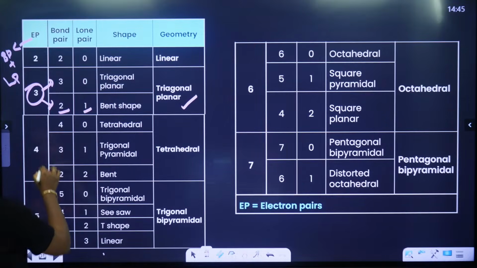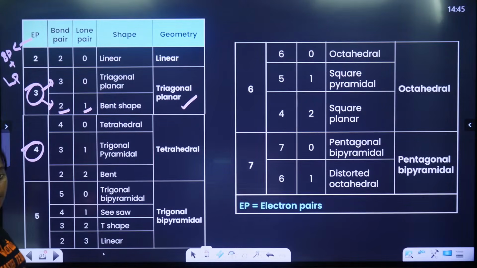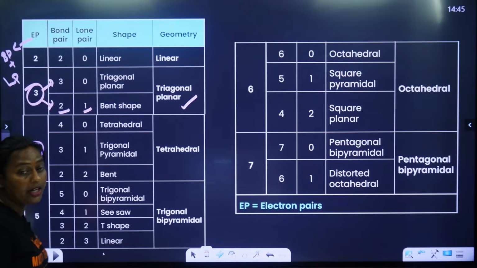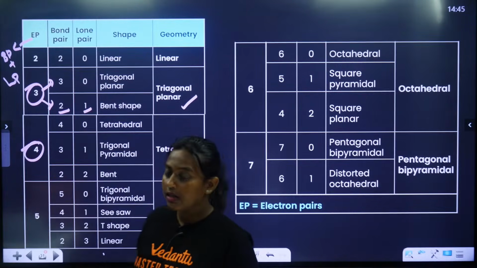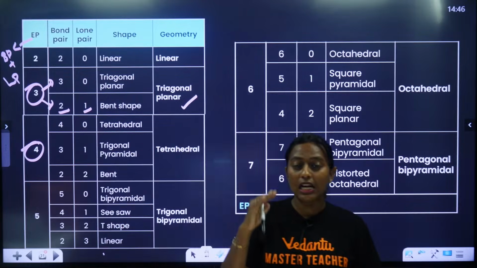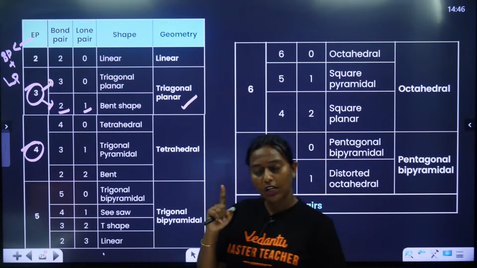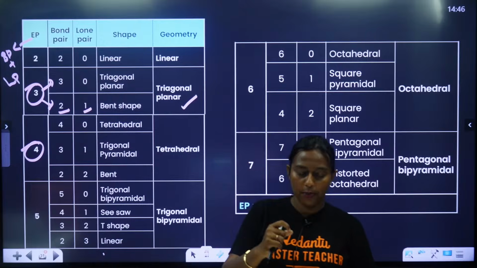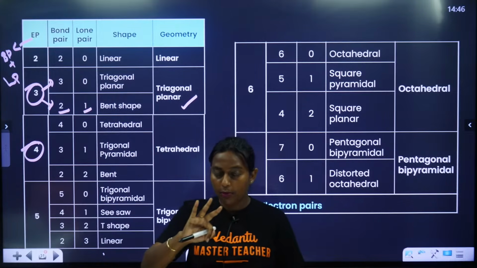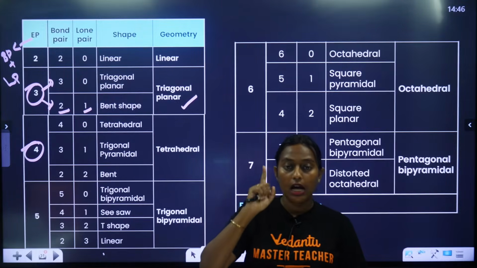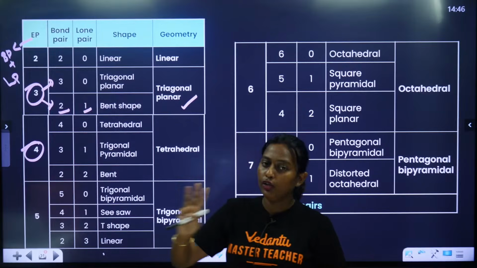Next is EP is 4. What does EP is 4 mean? Electron pair is 4. When the electron pair is 4, there are 3 different cases. First case is 4 bond pair, 0 lone pair. Second case is 3 bond pair, 1 lone pair. And third case is 2 bond pair, 2 lone pair.